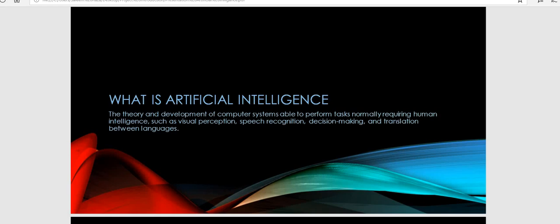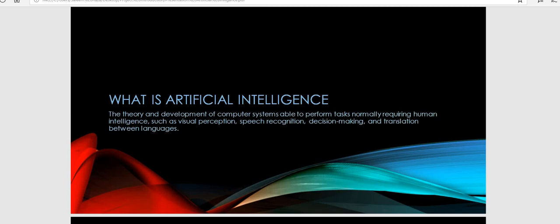Hi everyone, in this session we are going to learn about what is artificial intelligence. This is a brief introduction about artificial intelligence. Artificial intelligence, or AI, is an area of computer science that emphasizes the creation of intelligent machines that work and react like humans.